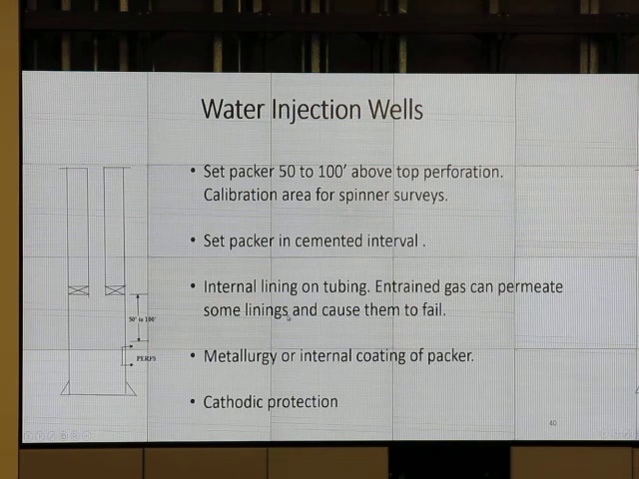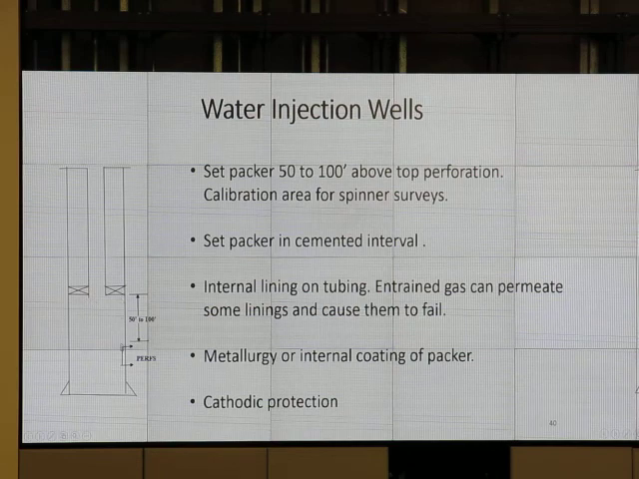When we convert the injection well, a couple things to consider, or whenever we set up the injection well on a new one. This is our production casing. We've got tubing. We're set on a packer. Here's our perfs down here. You need to leave some room, 50 to 100 feet, below the packer and above the top perforation.